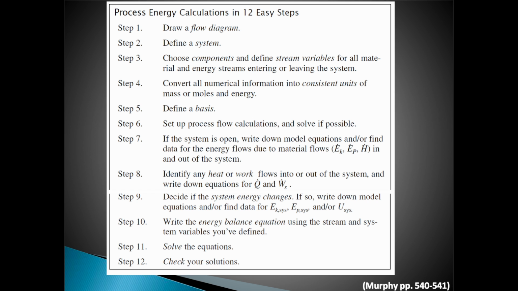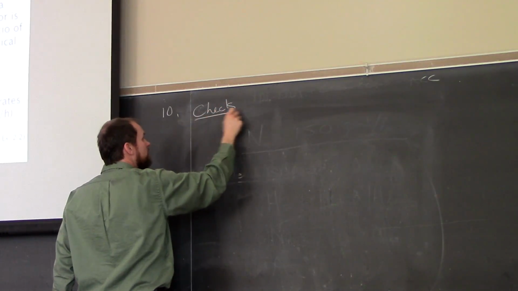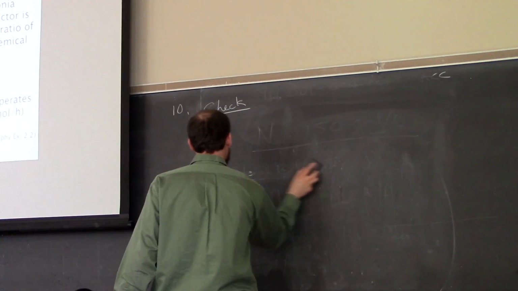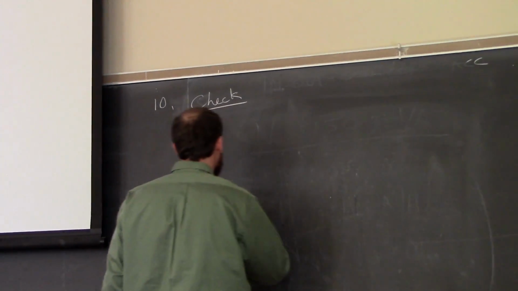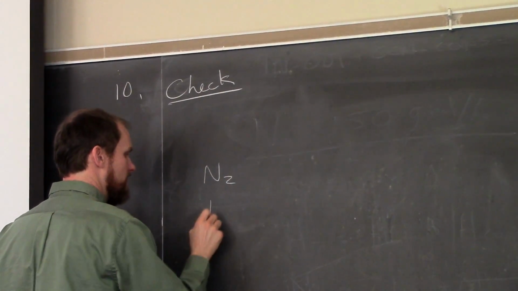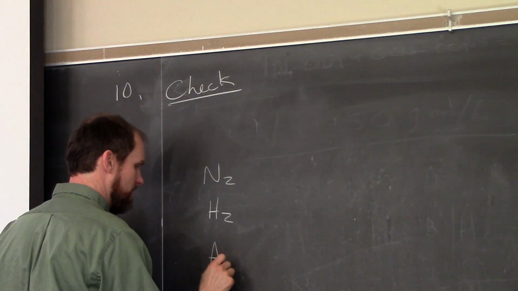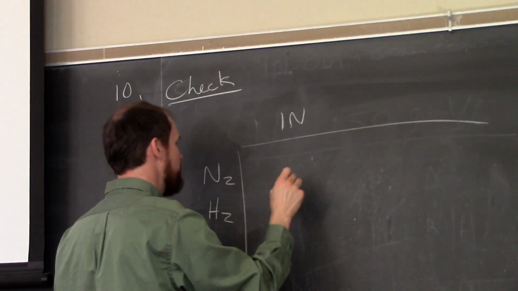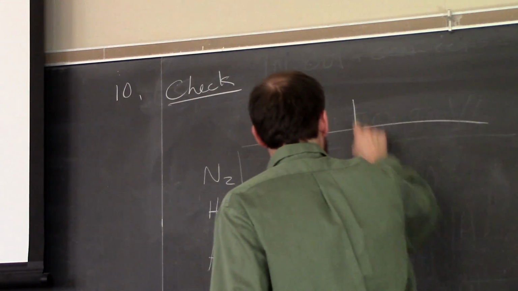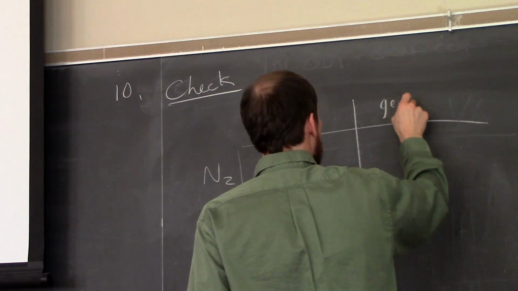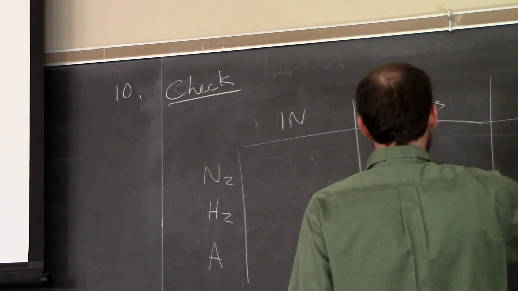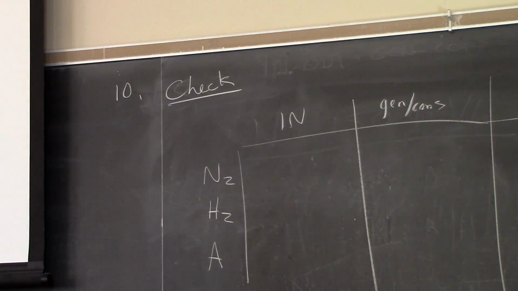Step 10, are we done? We're not done, there's a step 10. What's step 10? Check. So one good way to check is to make a stream table. In this case, we could do nitrogen, hydrogen, and ammonia. We could do stuff coming in, generated or consumed, and stuff going out. We put this whole table together and make sure it all makes sense.